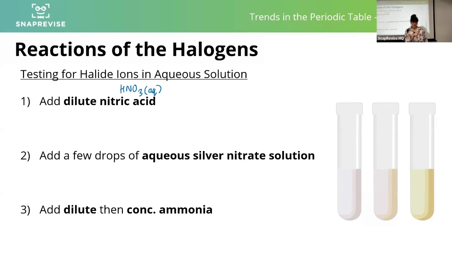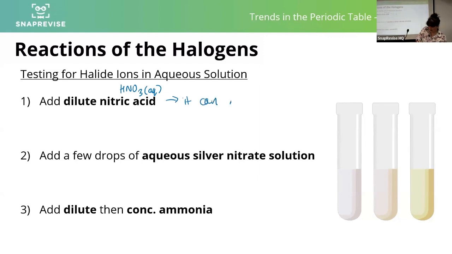So we add in nitric acid to get rid of any carbonates or hydroxides that could affect our test. Nitric acid will react with carbonates and hydroxides. Think about what might be formed, because we should be able to work it out. The nitric acid will react with carbonate ions or hydroxide ions, removing them from solution, and therefore meaning we won't get any false positives.